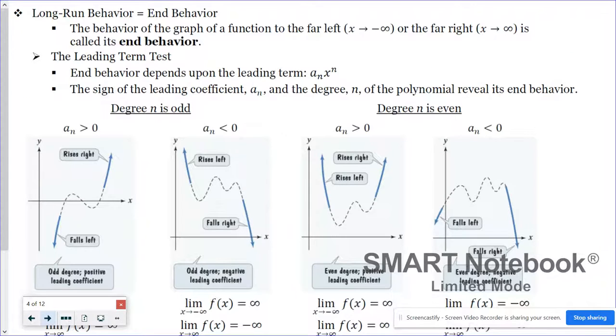We use something called the leading term test when it comes to end behavior. By the way, end behavior is the same thing as long run behavior. It's just a matter of terminology. End behavior is all based on the leading term, which is the term that has the largest degree in the polynomial. We want to look at that leading term and ask ourselves 2 questions: is it an odd degree or an even degree? And is it positive or negative?